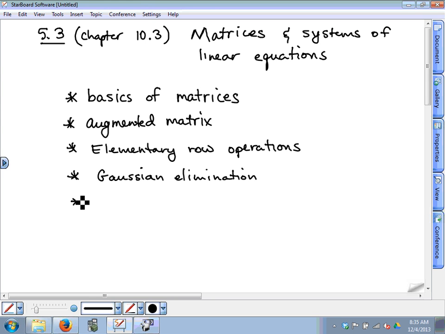Actually, you know what? There is one more. Sorry. There's something called Gauss-Jordan elimination. Gauss-Jordan. Because I guess another mathematician added on to what Gauss had done.